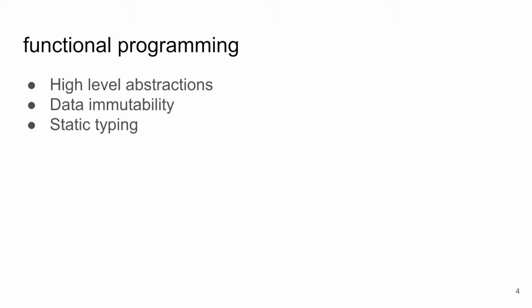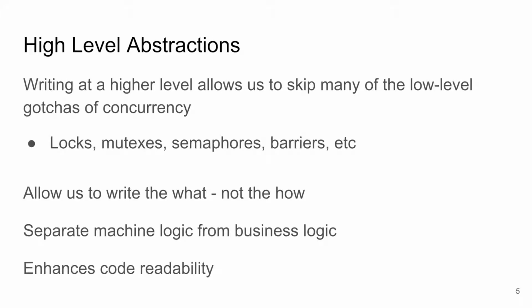So how does functional programming give us these powers? Well, it provides us with high-level abstractions that emphasize immutability of data. And on top of that, you also get static typing. So now we're going to go through each one of these. If you write at a higher level, you don't need to specify how to deal with the low-level issues like common concurrency issues, for example. You can skip worrying about locks, semaphores, and so on. And it allows you to focus on writing the what and not the how. As a result, we can separate business logic from machine logic. In turn, this enhances code readability. And I will show you an example in a few slides.